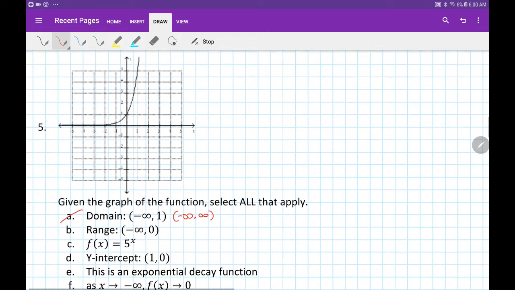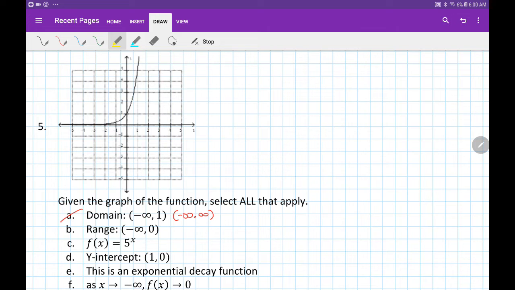Next, the range from -infinity to 0. That means that the graph exists down here from -infinity up until 0. As you can see, this is actually flipped because the range is actually from 0 till infinity, right? My graph begins here at this line and goes up forever. So that would be false.